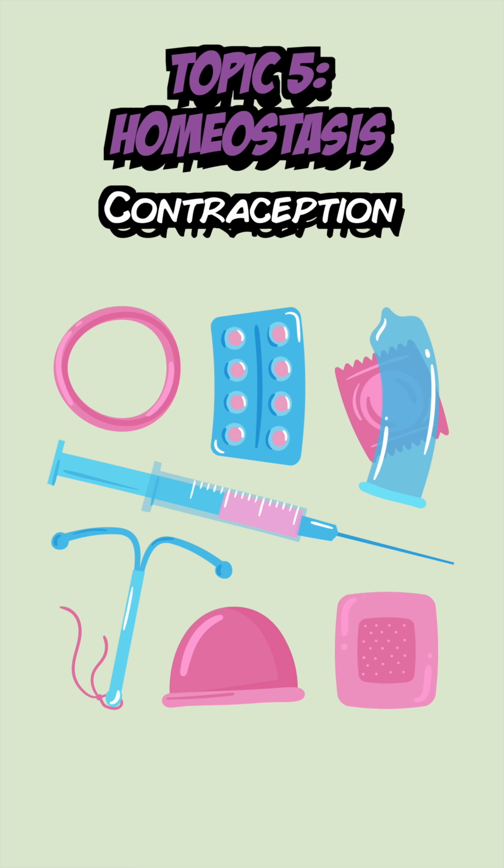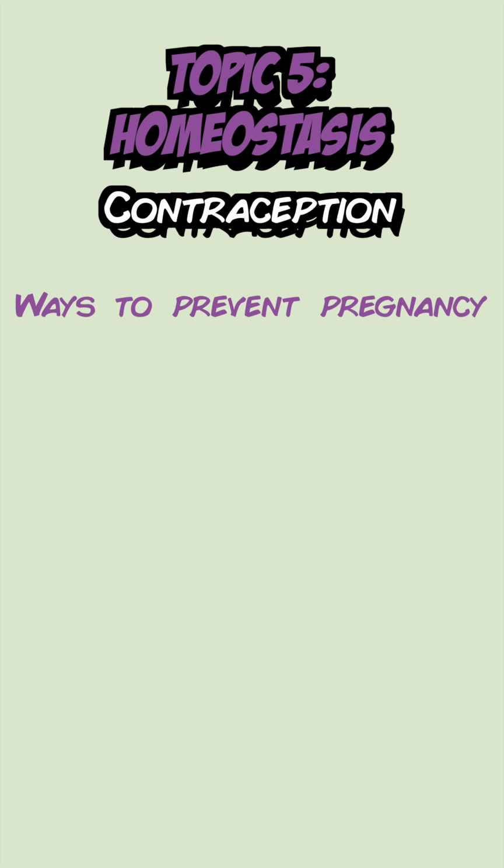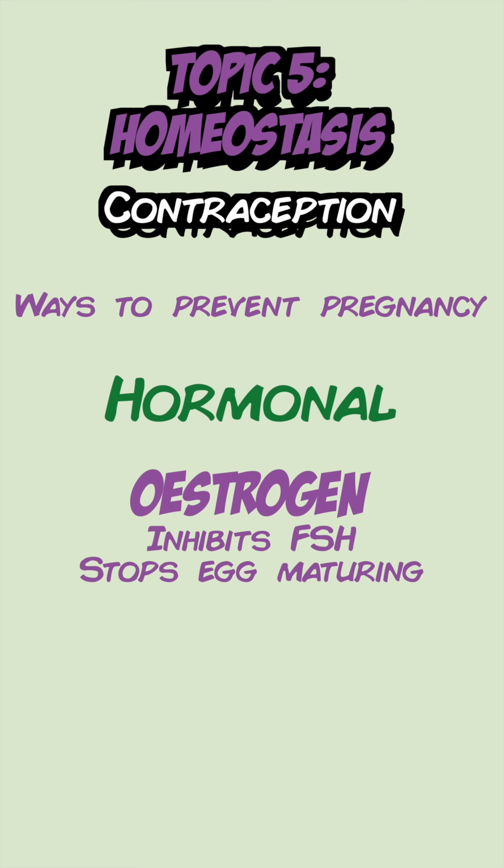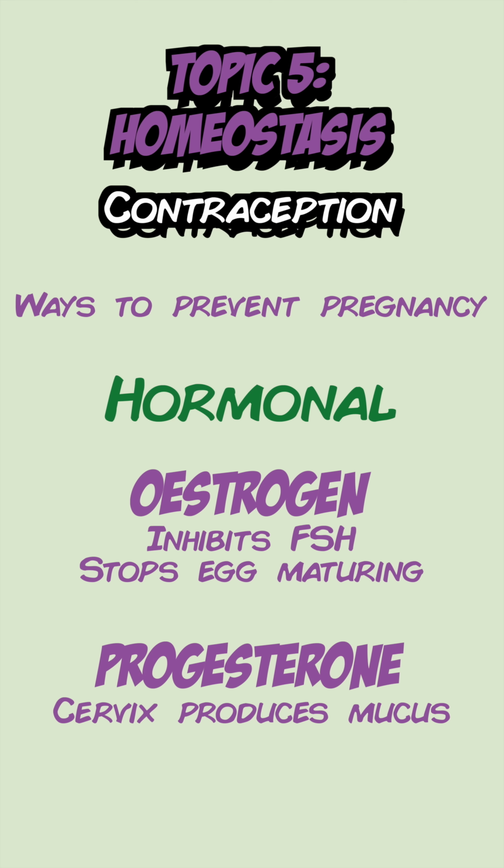Next, we have contraception methods, which are ways to reduce fertility and prevent pregnancy. These methods can be hormonal or non-hormonal. Hormonal methods use the hormone estrogen, as this inhibits the release of FSH, which stops the egg from developing and releasing. They also produce progesterone, which causes the cervix to produce thick mucus, which stops the sperm from passing through.